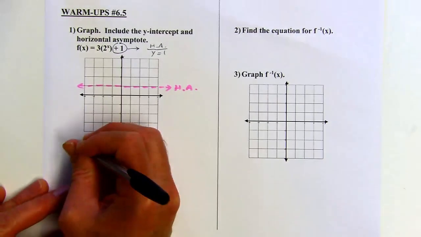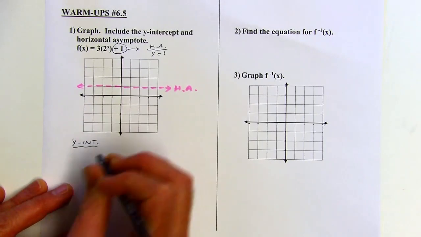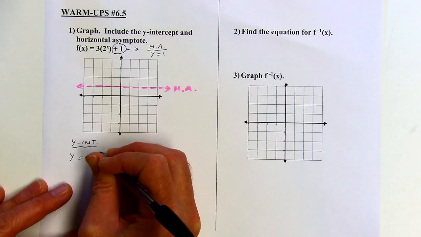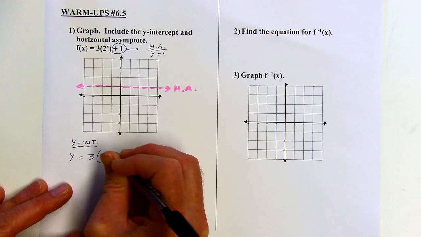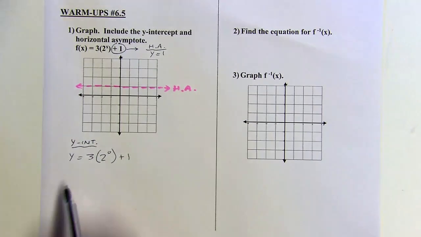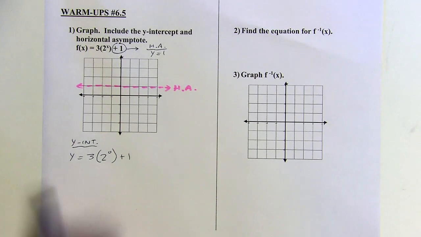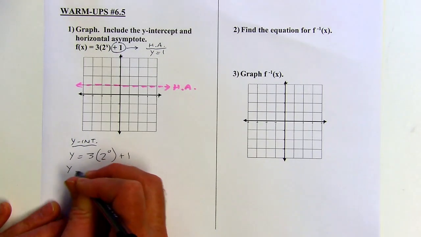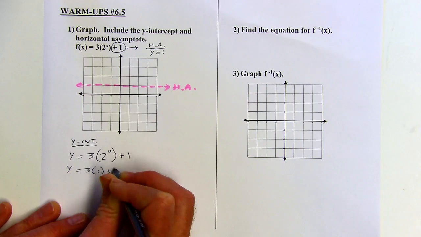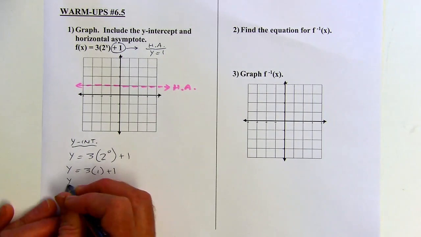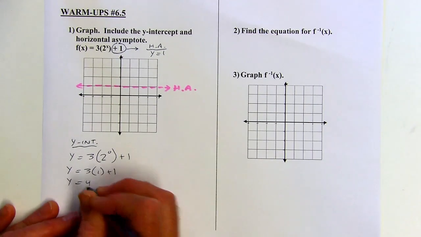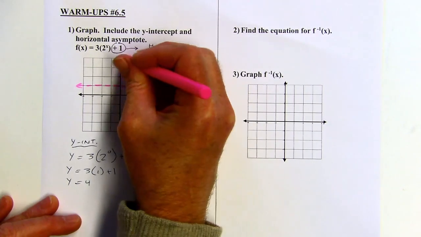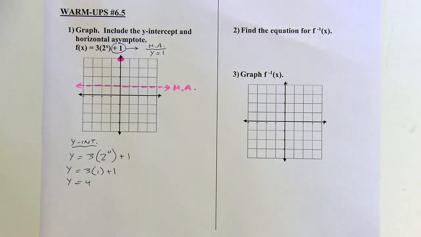To find the y-intercept, I'm going to plug in 0 for x. I didn't use function notation, but I could have here. So I plugged in 0 for x, and 2 to the 0th equals 1. Then following PEMDAS, I do the multiplication next, so I get 3 plus 1 is 4. That means my y-intercept is 4, so my graph is going to cross the y-axis at that point.